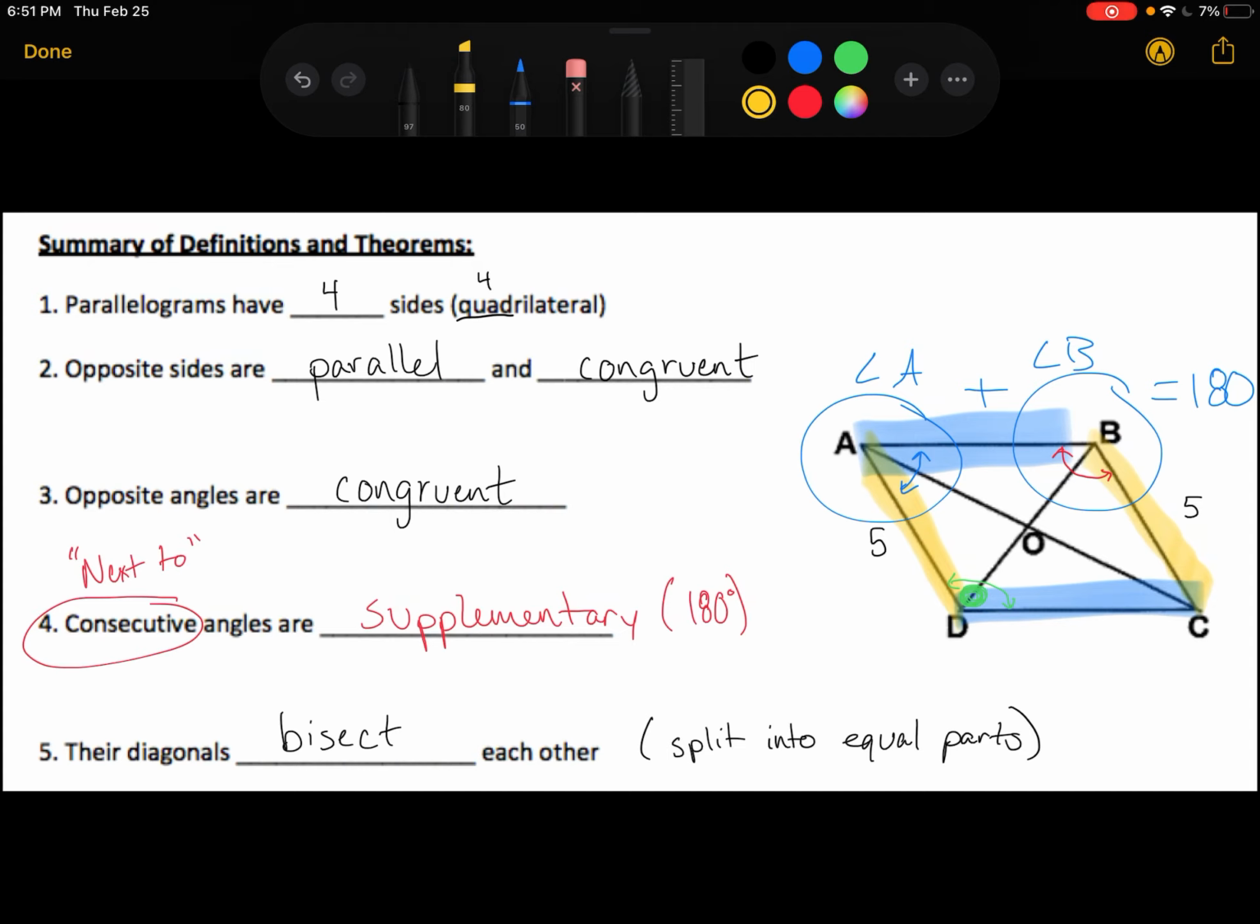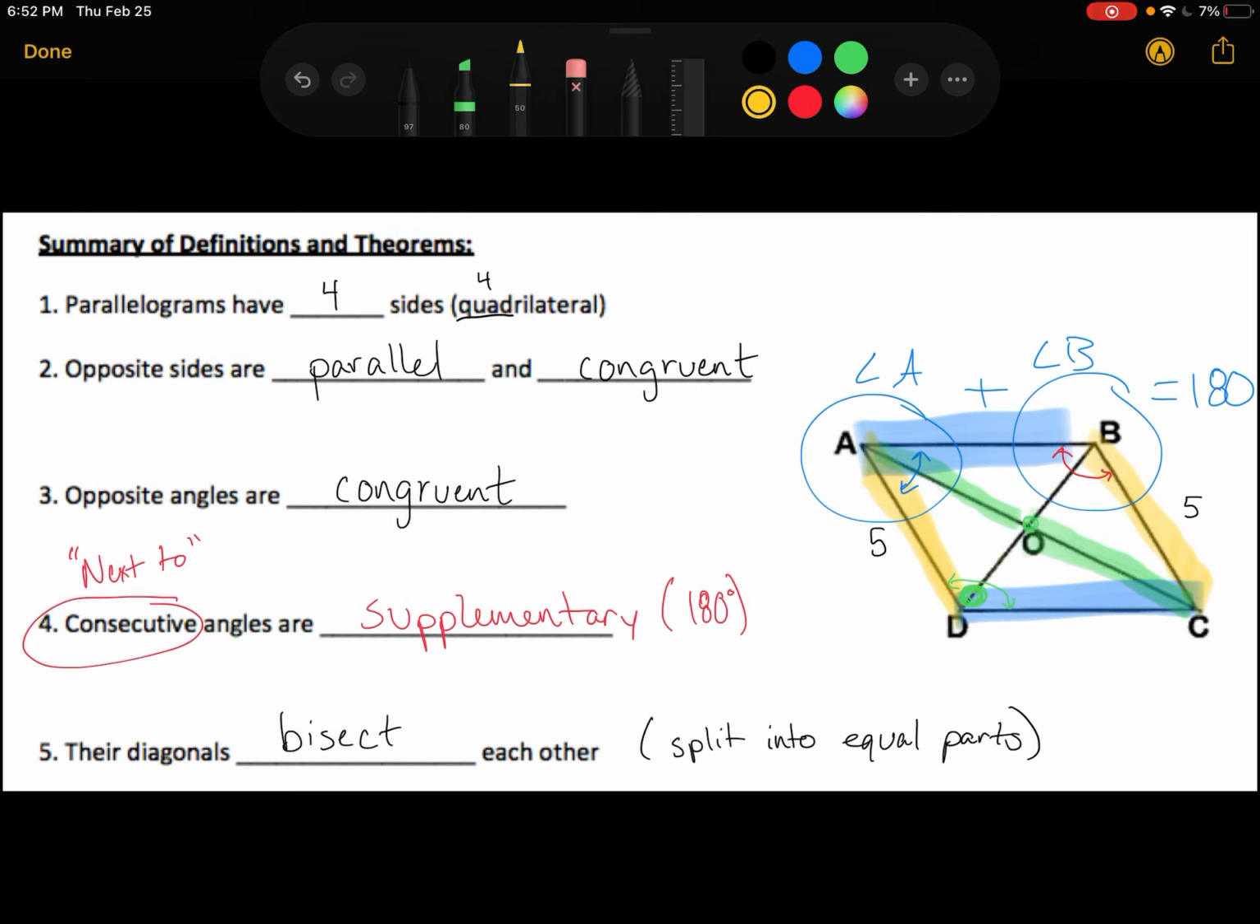So for example, let's say I should use a new color here, green maybe. This segment in green is equal to this segment in green. So if we split them up at point O, that's the point where they are different here, split them in half from this side to the left and the other side to the right, those would be equal.